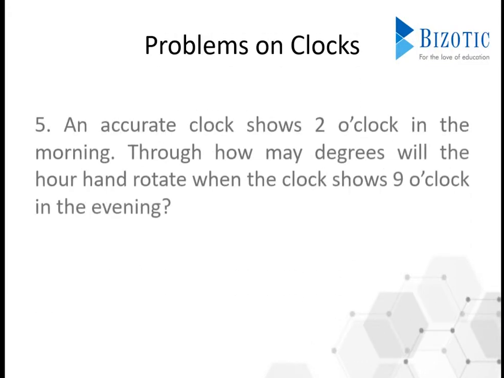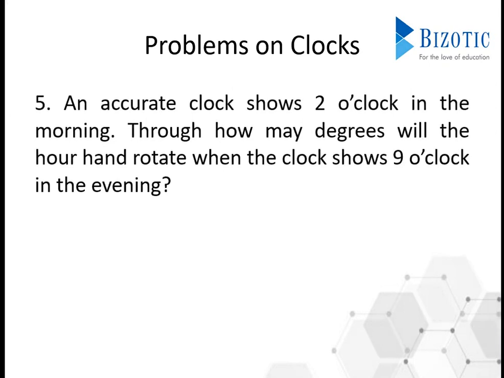Now let's move on to the last problem of this video, question number 5. An accurate clock shows 2 o'clock in the morning. Through how many degrees will the hour hand rotate when the clock shows 9 o'clock in the evening? So it's a proper clock which is showing 2 o'clock in the morning. They have asked what is the rotation the hour hand would have taken when it's showing 9 in the evening. Now when it has to come to evening, it has to come here, which is after taking a round. So from here to here, it will complete one round.